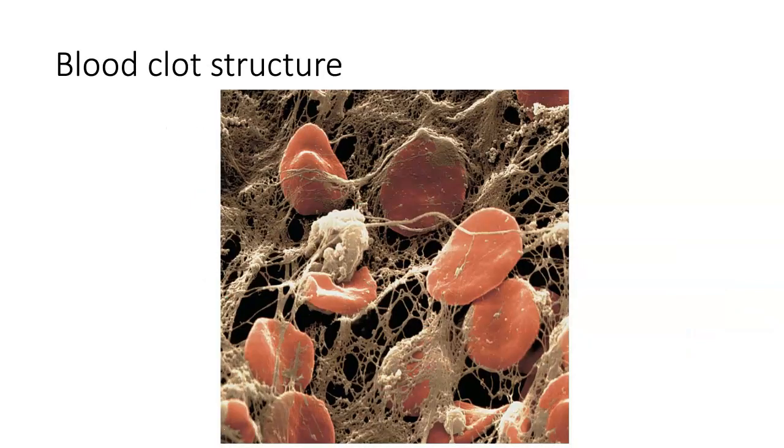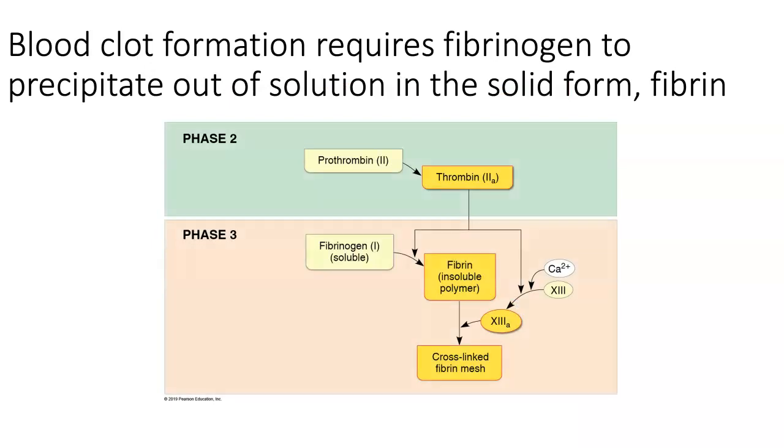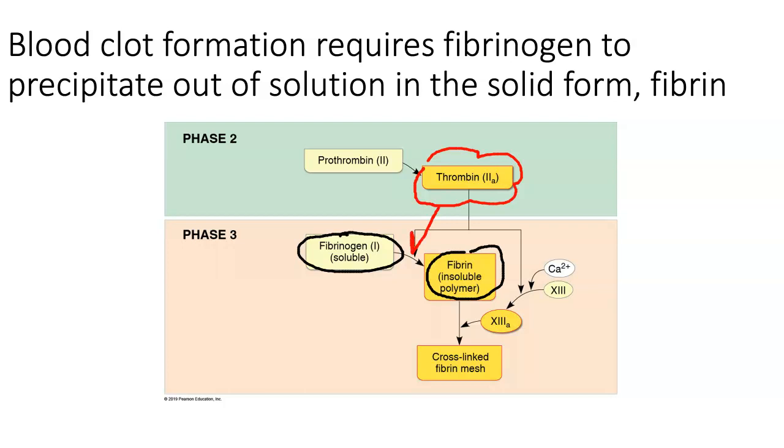In this electron micrograph, you can see the fibrin that's precipitated out of solution. It looks like cobwebs. So how does fibrin precipitate out of our plasma? How does it go from being a soluble protein to an insoluble fiber? The short answer is that fibrinogen will precipitate out of solution in the presence of thrombin. So in the presence of thrombin, fibrinogen will precipitate and become a solid fiber called fibrin.